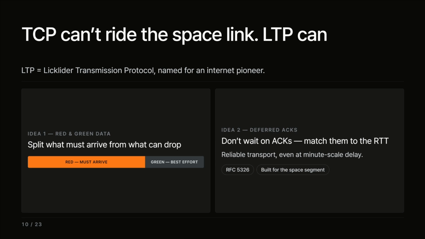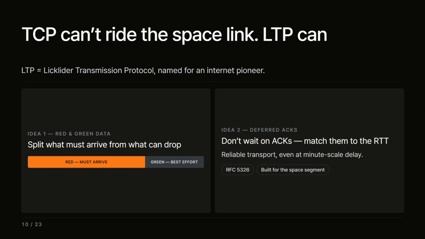Because TCP struggles under extreme delay, DTN relies on a different transport protocol for deep space communication. That protocol is LTP, the Licklider Transmission Protocol. LTP introduces two important ideas. The first one is the distinction between red data and green data. Red data must arrive reliably. Green data can be treated as best effort.